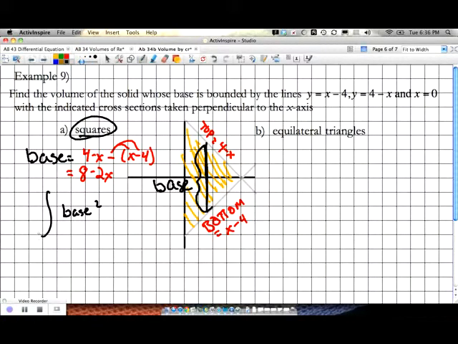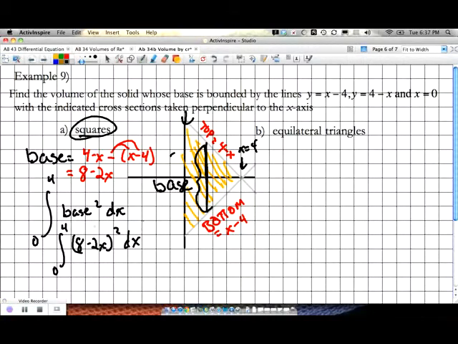And we're going from A to B. So where do we start? Where do we finish? We start here on the axis at 0, and we finish at x equals 4. So we're going from 0 to 4 of the base squared dx. There's no constant because it's just a square. So then we're doing the integral from 0 to 4 of (8 minus 2x) quantity squared dx.